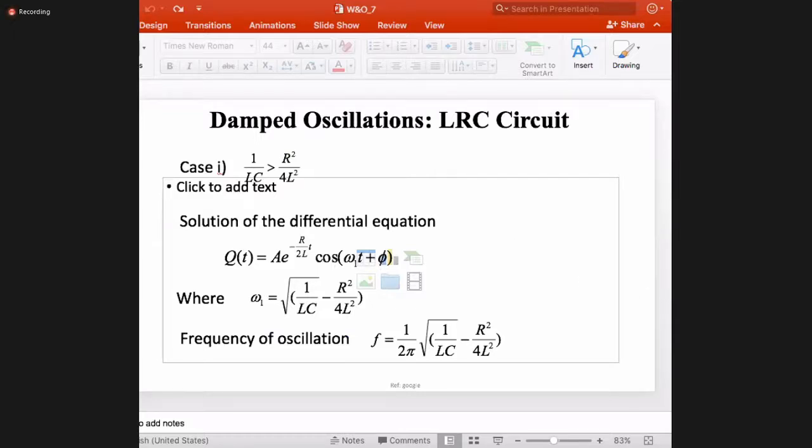Yes, you can ask. So this e to the power minus gamma by 2 into t is called a damping factor. What is the significance of this damping factor? What does it mean?